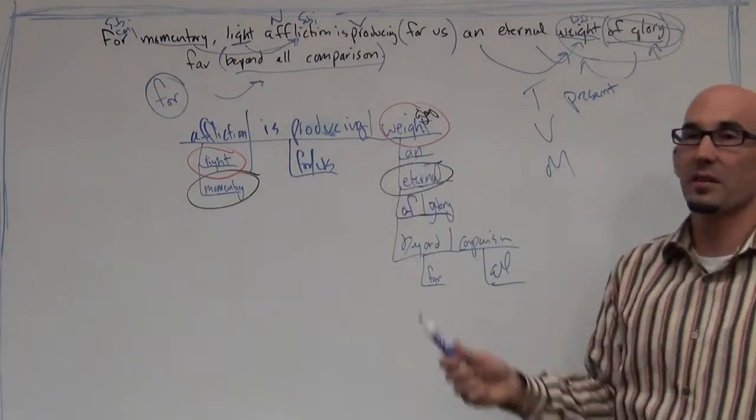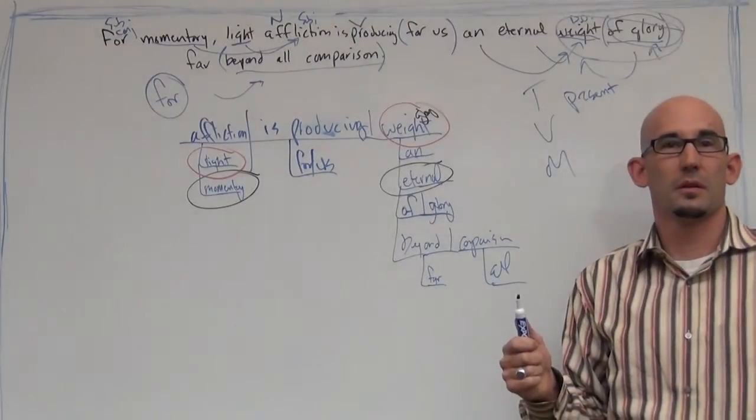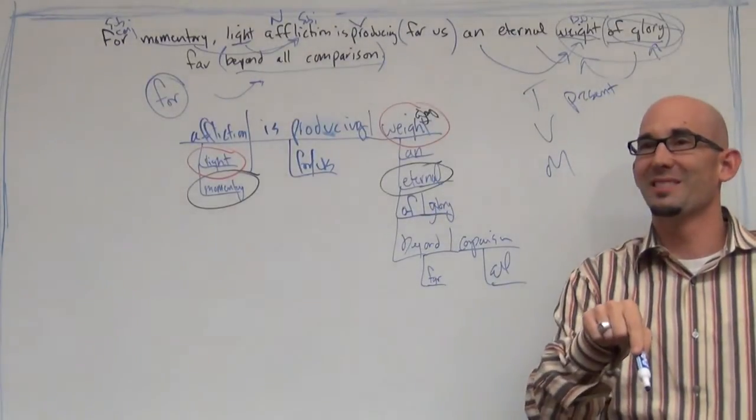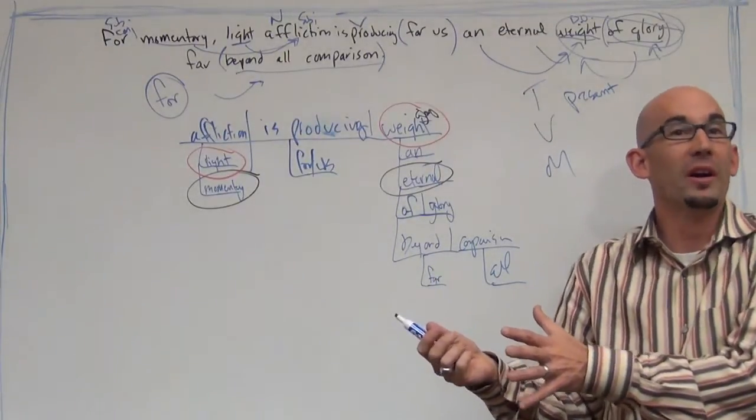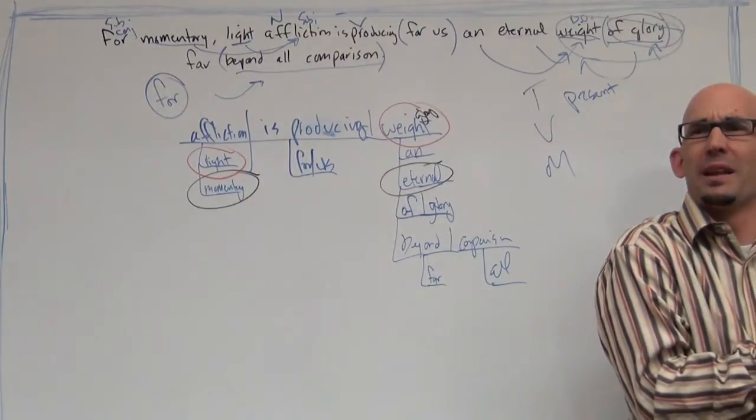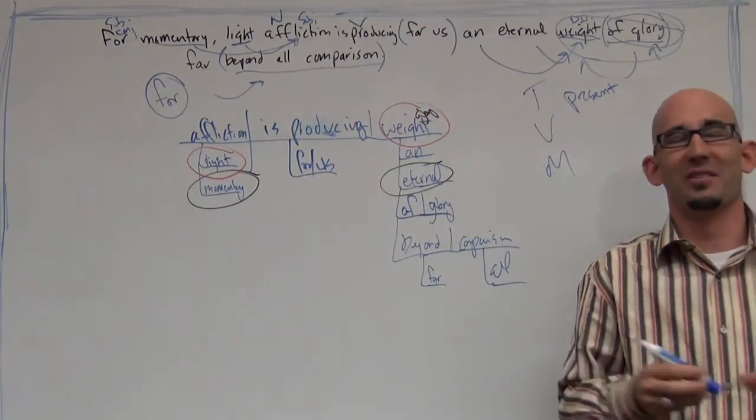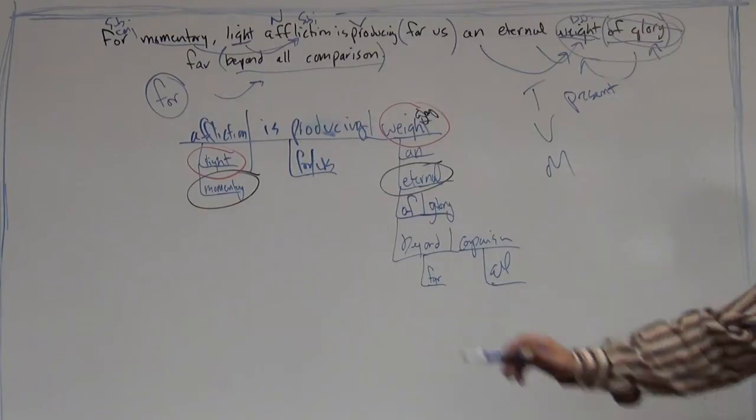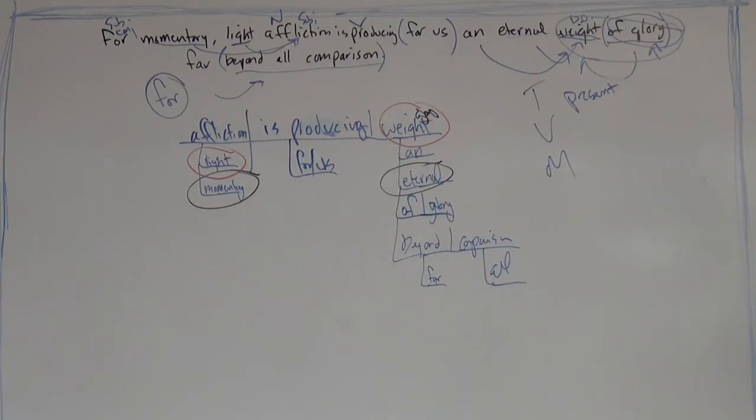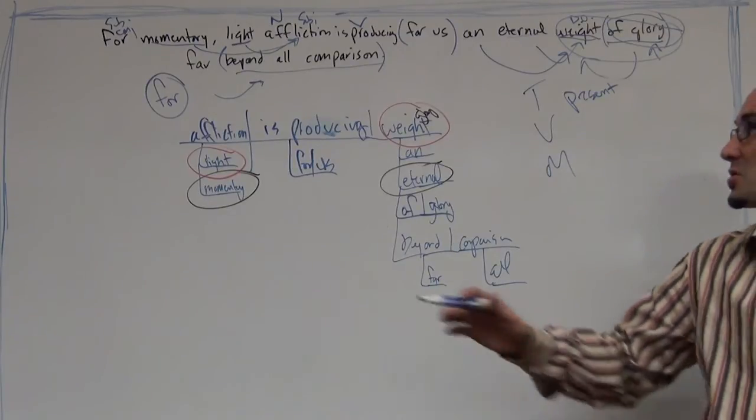How would you make it perfect? Has produced, right? A past action with ongoing results into the present. Or had produced, which would be bad news, or whatever. Is producing is present tense. What about the voice? Is it active or passive? Can you remind us what the imperfect is? Yeah, the imperfect is ongoing continuous action in the past. So affliction was producing for us. It was producing. Rather than simple past, which would just be affliction produced.